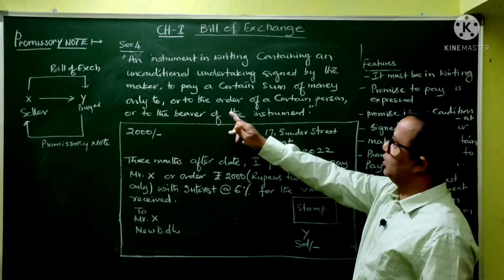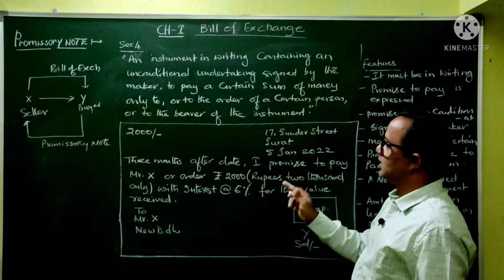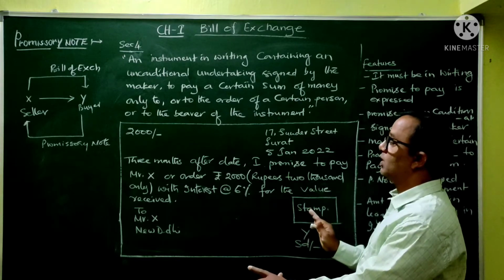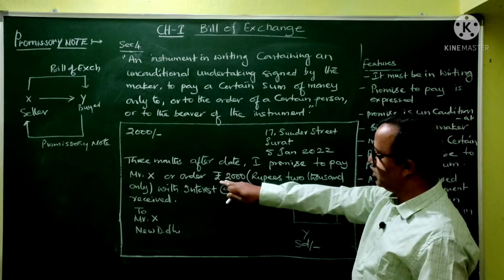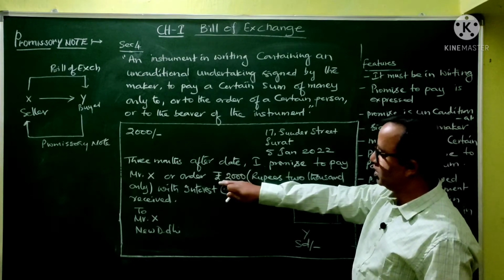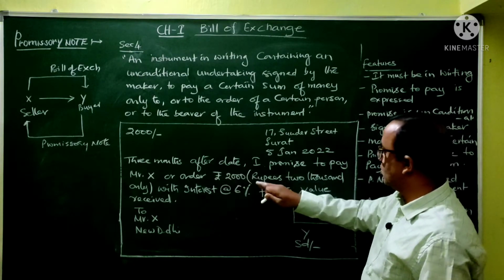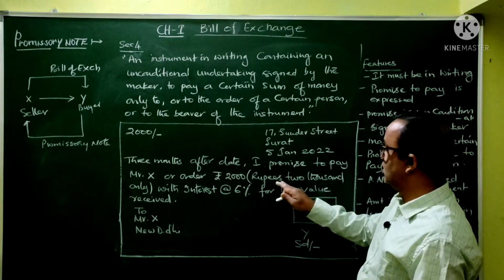What for? To pay a certain sum of money. In other words, he is signing and writing this instrument to say that I am going to pay you this certain sum of money. In this illustration, I am going to pay you 2000 rupees. It is written both in figures as well as in words.